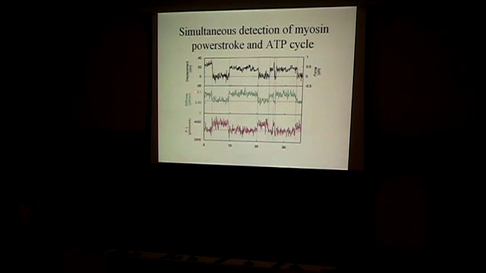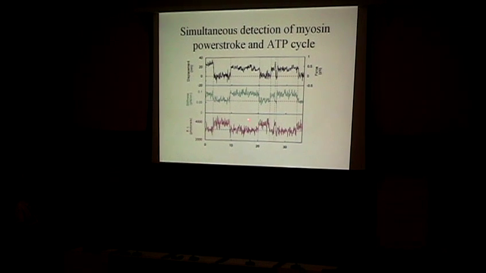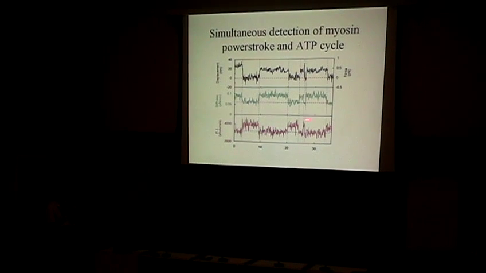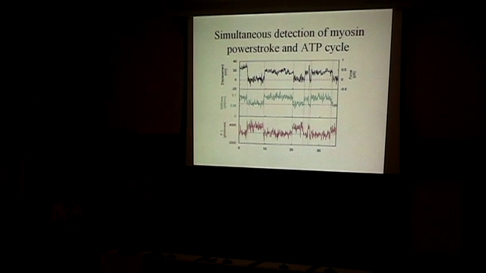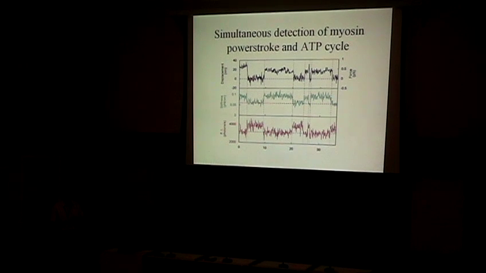The top two curves measure the power stroke of the myosin as a function of time. You can see these mechanical movements that occur. The bottom curve shows the fluorescence intensity representing the binding and dissociation of the fluorescent-labeled ATP. And that shows binding and dissociation, binding and dissociation, binding and dissociation. All these events are tightly coupled with the mechanical cycle. So it's a very, very difficult experiment.